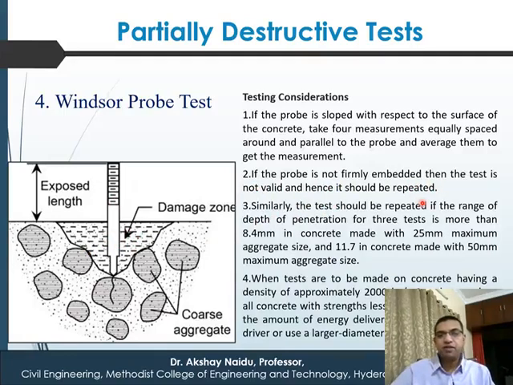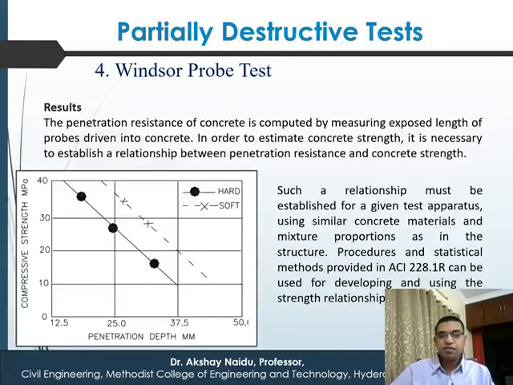Similarly, the test should be repeated if the range of depth of penetration for 3 tests is more than 8.4 mm in concrete made with 25 mm maximum aggregate grade and 11.7 mm in concrete made with 50 mm maximum aggregate size. Okay, so these are some considerations with Windsor probe test.